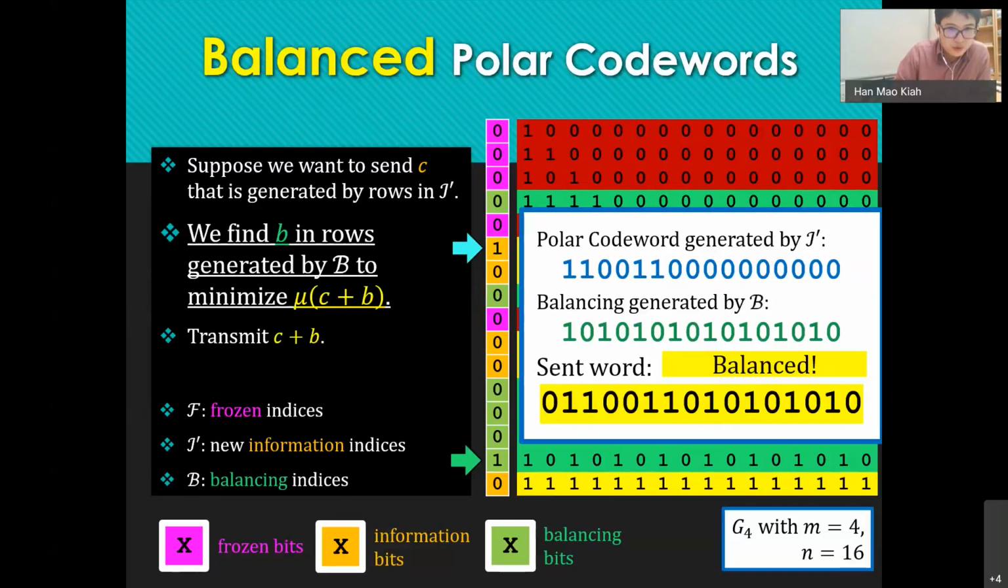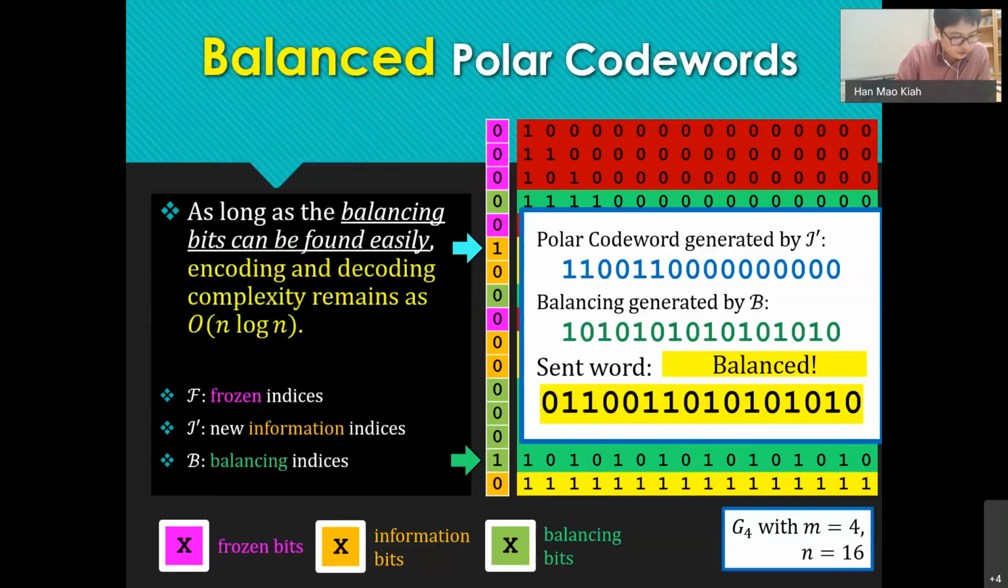So our previous observation is still correct: encoding and decoding complexity of this new scheme remains big O of n log n. However, we must be a bit careful here. You need to come up with a clever way to find the balancing word, or rather balancing vector, efficiently.